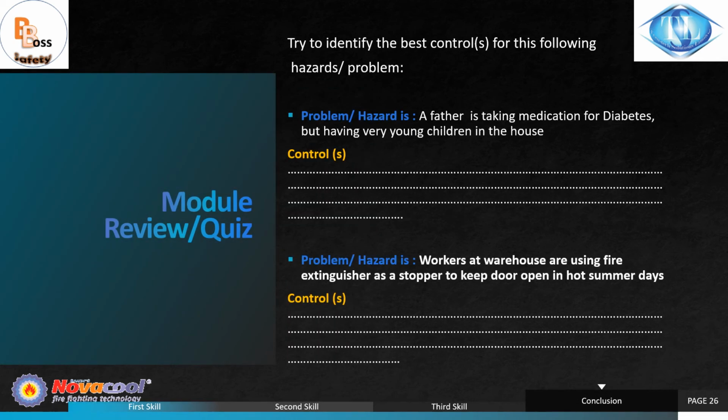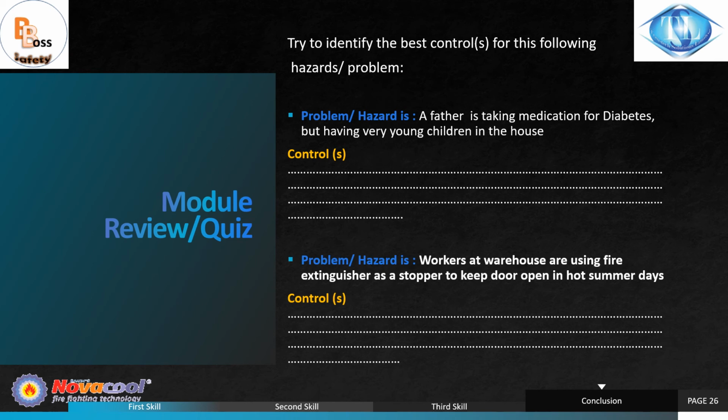Now we come to an interesting quiz, and I need you to write and think about it. This is a family. The father is diabetic, he's taking diabetic medicine. Of course, if children took diabetic medicine, it can cause a fatality. So what can be done for this problem? And when we see what can be done, it's not only the father, no, it's the manufacturer of the medicine, the pharmacist, the father, and then the children. We should not expect too much from them, but it depends on the age.